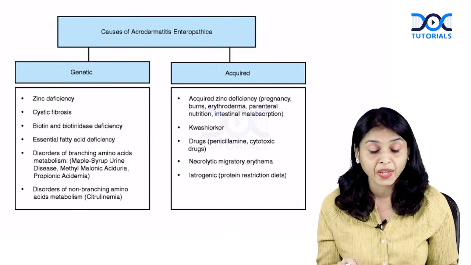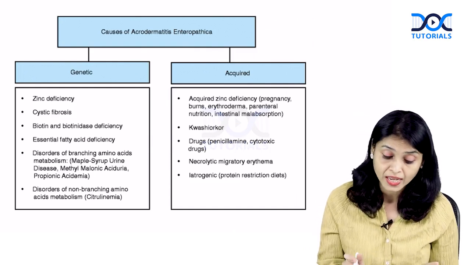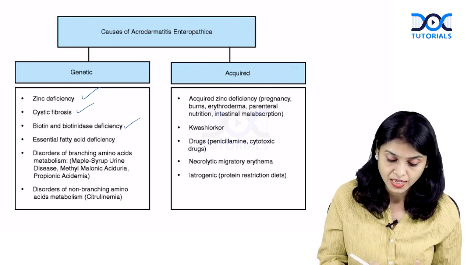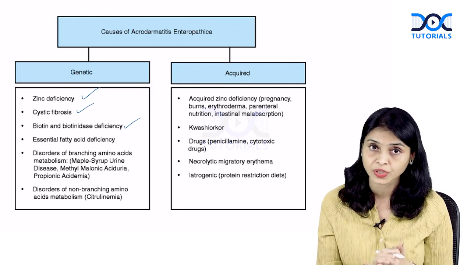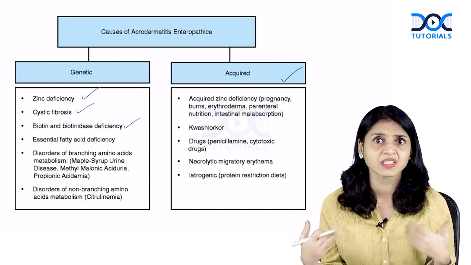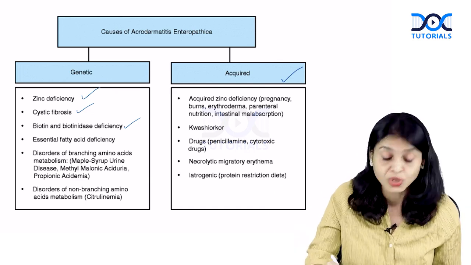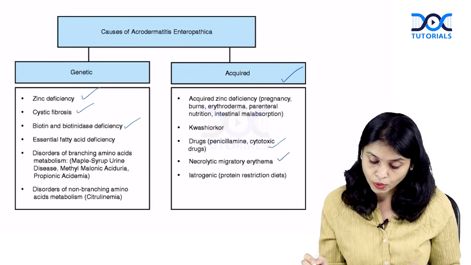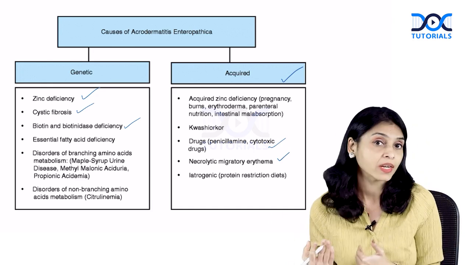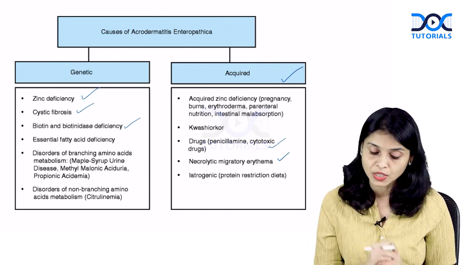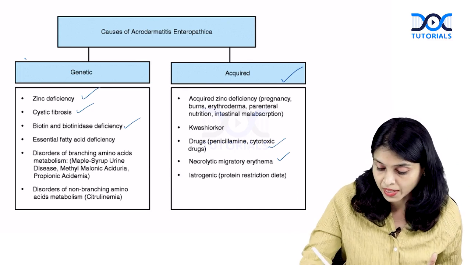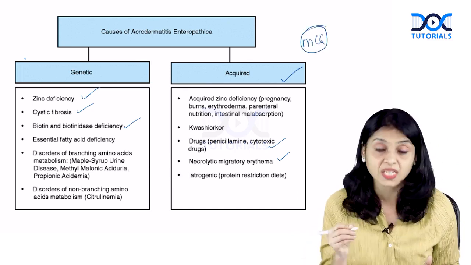Now, what are the causes for acrodermatitis enteropathica? It's not only zinc deficiency. Some other genetic conditions like cystic fibrosis, then biotin deficiency, essential fatty acid deficiency, all these can lead to the same condition, acrodermatitis. And there are some acquired conditions like acquired zinc deficiency, as you see in pregnancy, then burns, where you tend to lose zinc, then kwashiorkor, certain drugs, then necrolytic migratory erythema, then iatrogenic, where you are restricting protein. All these could be the acquired reasons for acrodermatitis enteropathica. You can expect these as answers, because zinc everyone knows, but other conditions can also lead to this particular disease. So you remember these as MCQs.